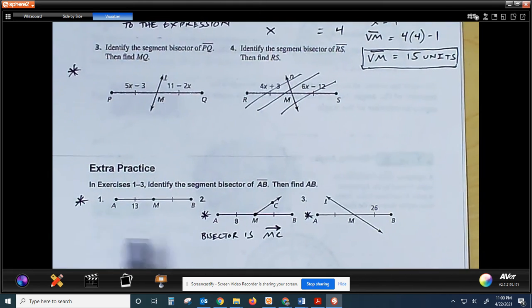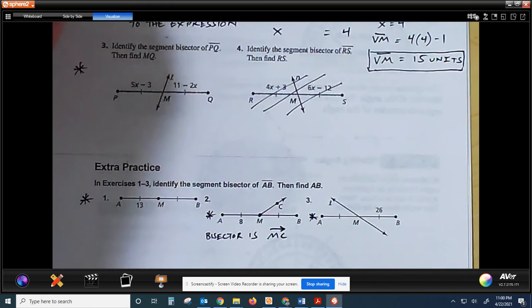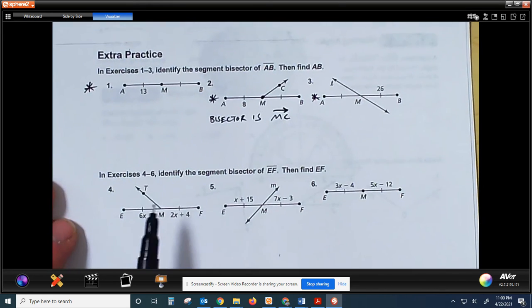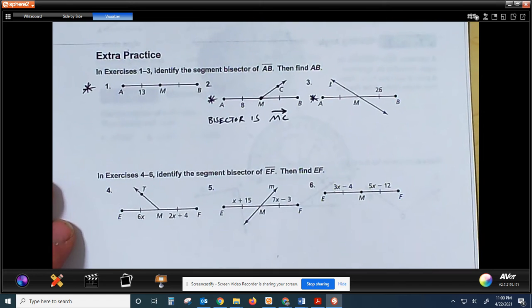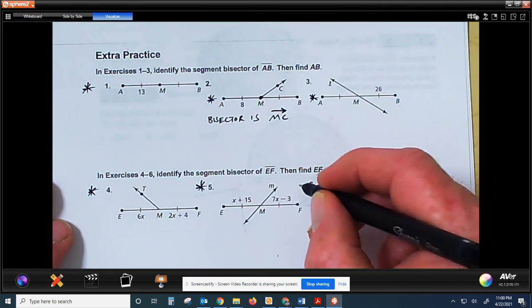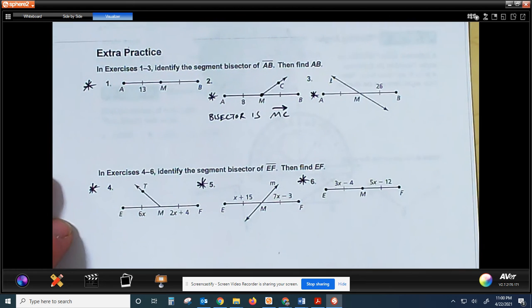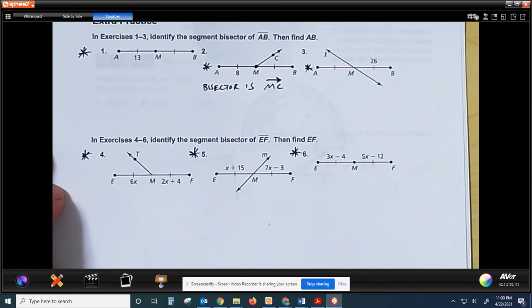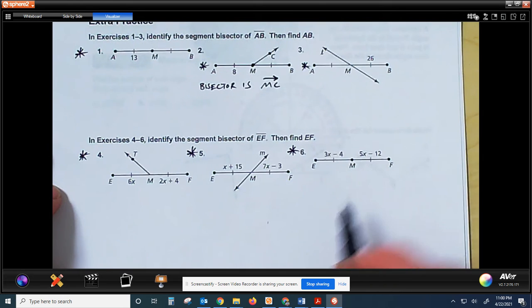I want you to attempt all 3 of those. There's that one. And then I want you to attempt all 3 of these. And when we finish, we will move on. First we'll take a break, and then we'll move on to a different subject. I'm going to try this.